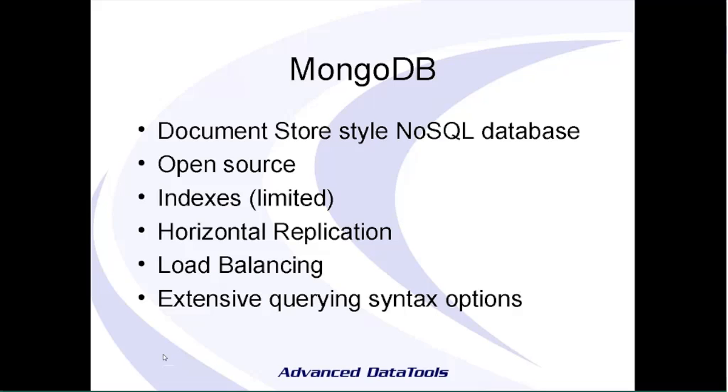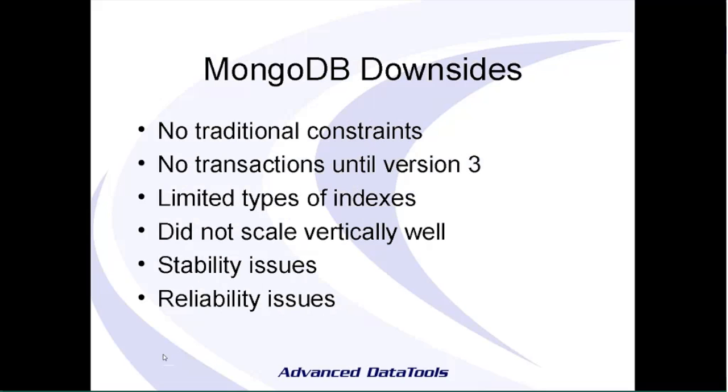Some downsides, they don't have traditional constraints as you would in a relational. They don't have transactions. The version 3 of Mongo did introduce a limited transaction set, again, not as robust as a relational database. They're limited as to the types and accessibility of indexes. It doesn't scale very well vertically.